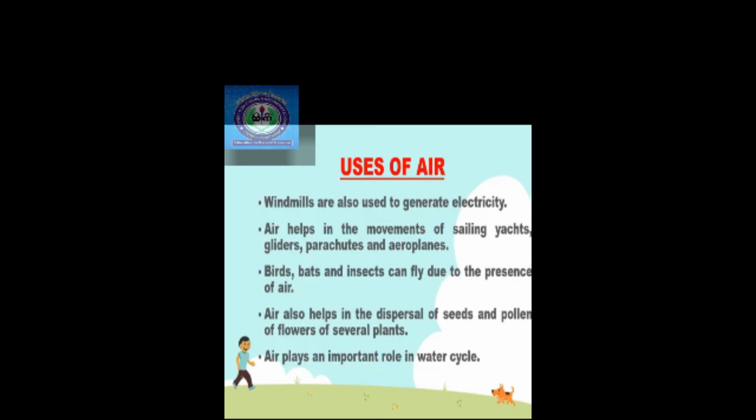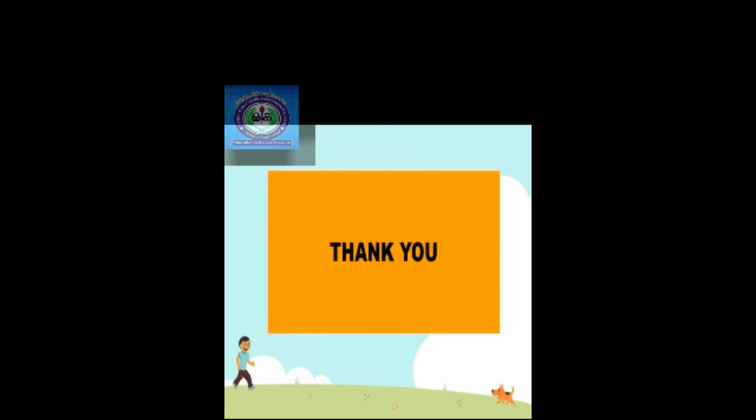Air helps in the movement of sailing yachts, gliders, parachutes, and aeroplanes. Nothing can move without air, right? Birds, bats, and insects can fly due to the presence of air only. Air also helps in the dispersal of seeds and pollen of the flowers of several plants. Right? Air plays an important role in the water cycle. So these are the important uses of air which you already know and you understand also. So this is how our chapter finishes, and I hope you have understood this chapter very well. Right? Thank you.